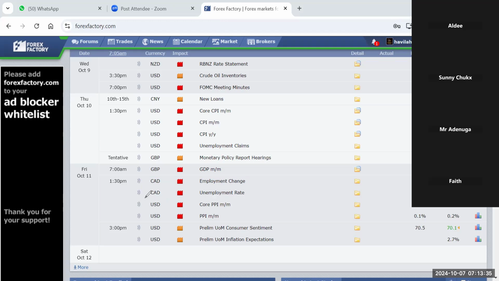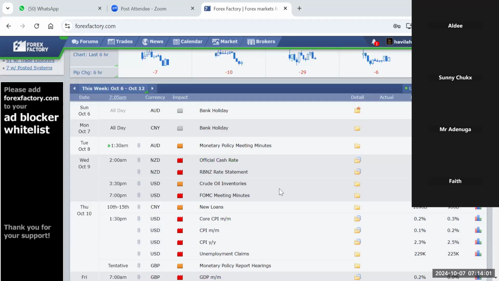Friday also, simultaneously with the employment change and unemployment rate from Canada, we have the core PPI and PPI from the United States. And at 3 p.m. on Friday, that'll be the prelim UOM consumer sentiment. All right, so these are the major and tradable events we have for this week. We can mark our calendars and plan to trade these events as the week unfolds. Like I said earlier, we don't have any tradable fundamental events for today.